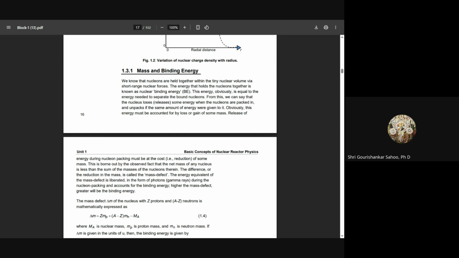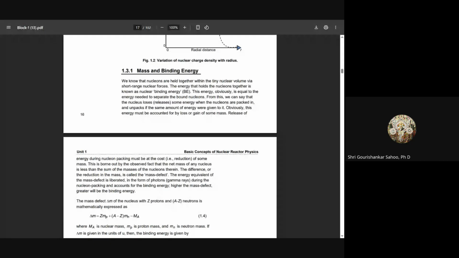Obviously, this energy must be accounted for by loss or gain of some mass. So release of energy during nucleon packing must be at the cost of some mass. This is borne out by the observed fact that the net mass of any nucleus is less than the sum of masses of nucleons therein. The difference, or the reduction in mass, is called mass defect.